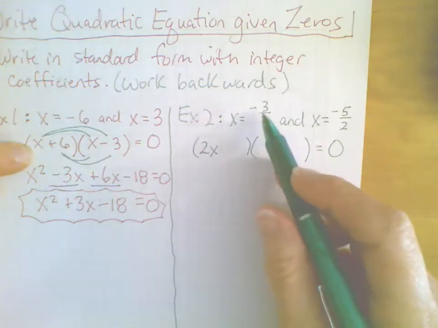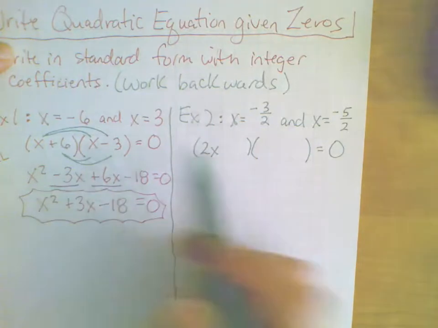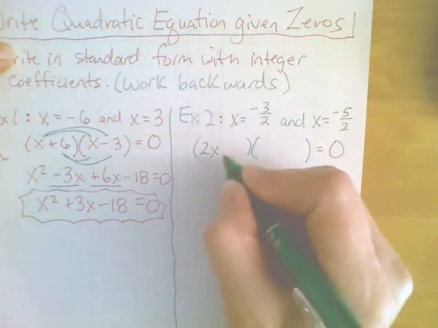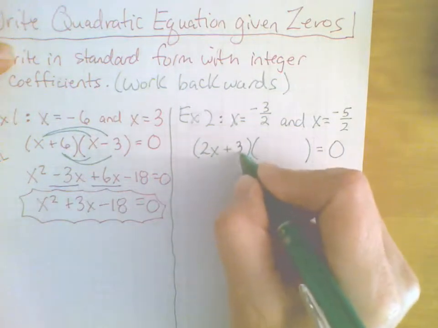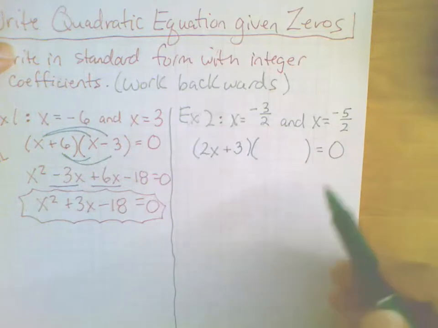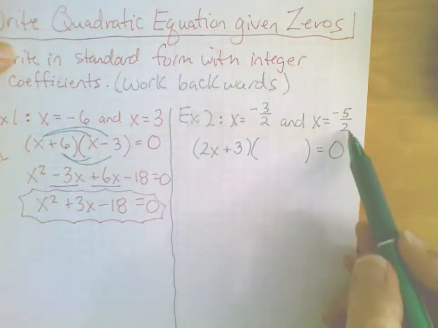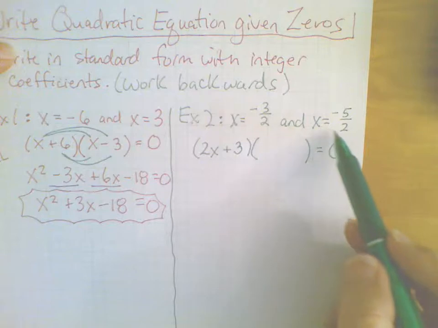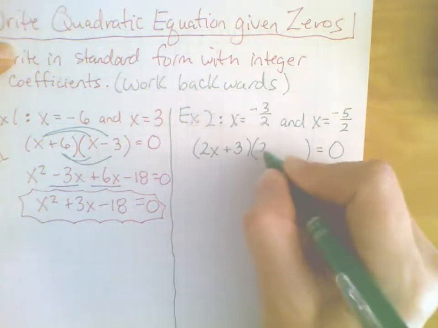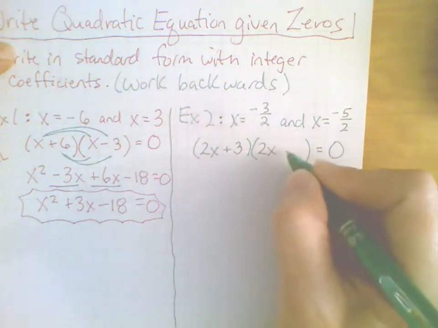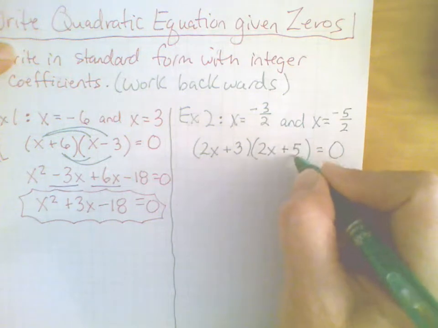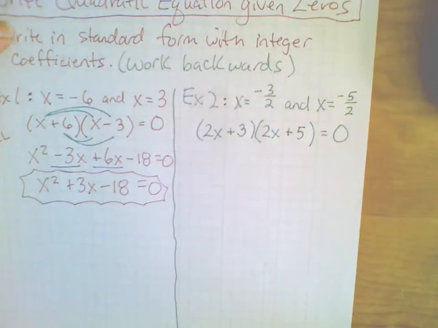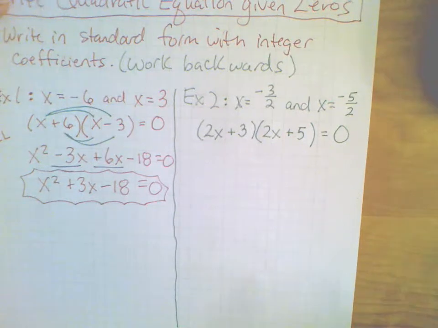And then I want to make sure I go opposite, because remember we did opposites over here. We still want to do opposites, so this would be plus 3. And then on the second one, I would take the bottom up, so it would be a 2x. And then this one would also be plus. So those would be my factors. Now I'm going to FOIL.